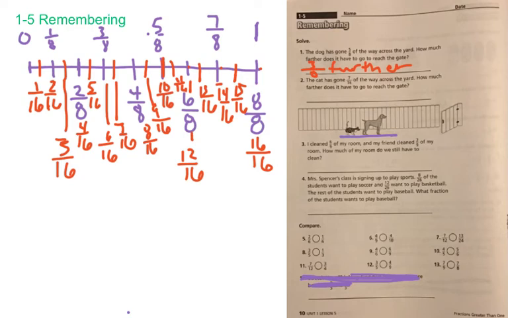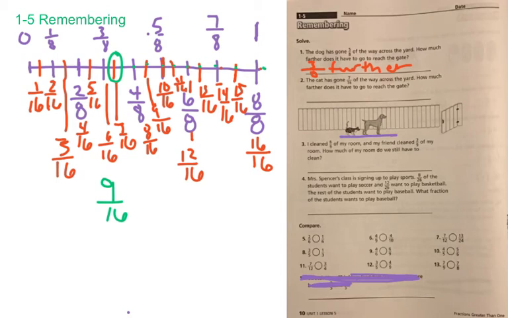So the cat has gone 7/16 of the way across the yard. Well, we can go to 7/16 here, and we can see it's right here. So we have 7/16, and you can count your tick marks to the end. So you have 1, 2, 3, 4, 5, 6, 7, 8, 9. So 7/16. He still has 9/16 to go.